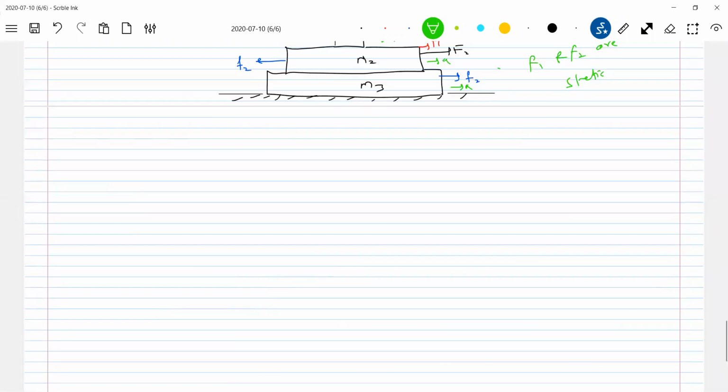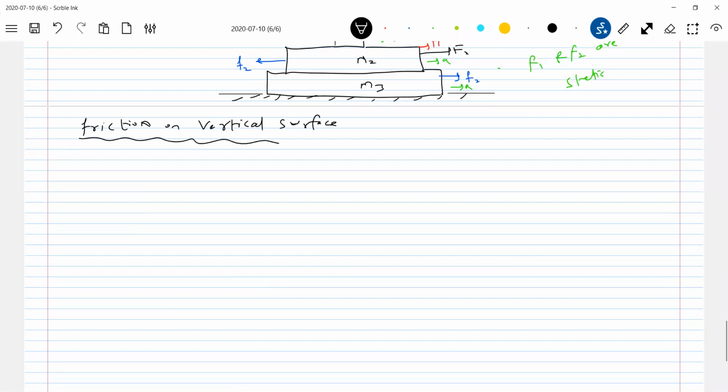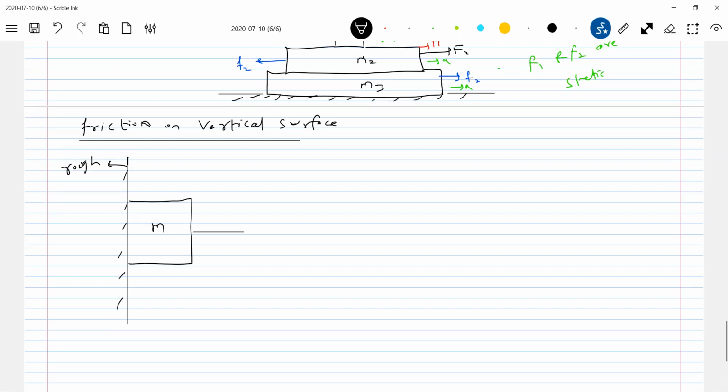We'll discuss problems on friction on a vertical surface. Friction on vertical surface. So here I'll keep a block. There's a wall. First, let me start with a small basic one. There's a block. That surface is rough. Now I'll apply a horizontal force. I'll press the block against the wall.